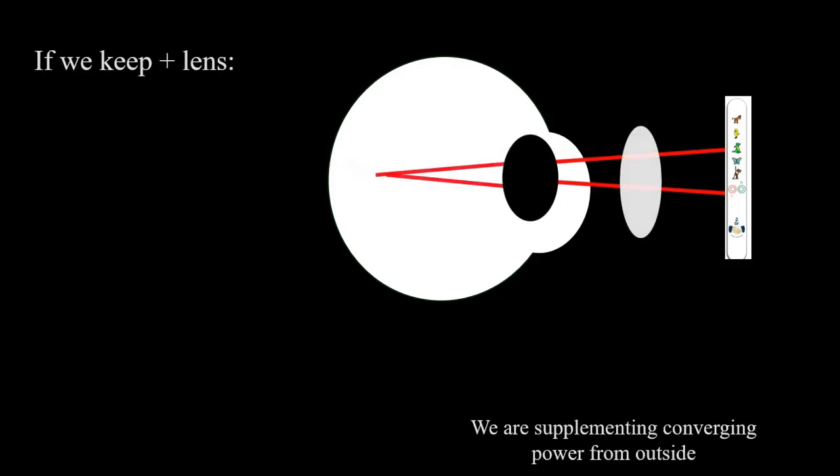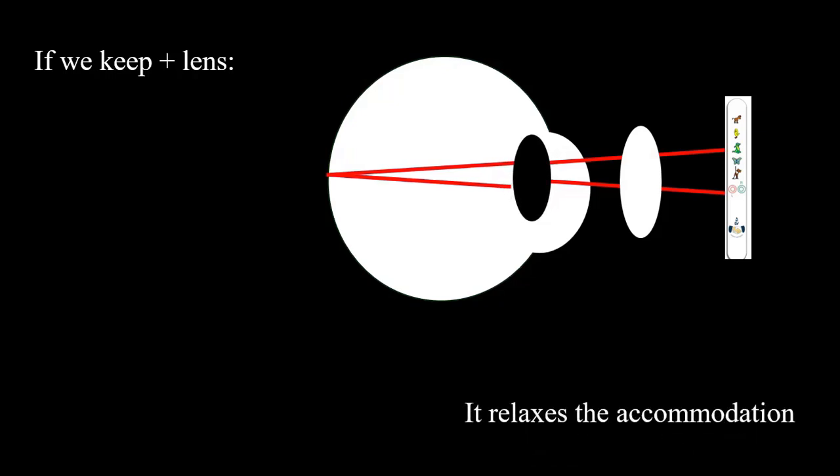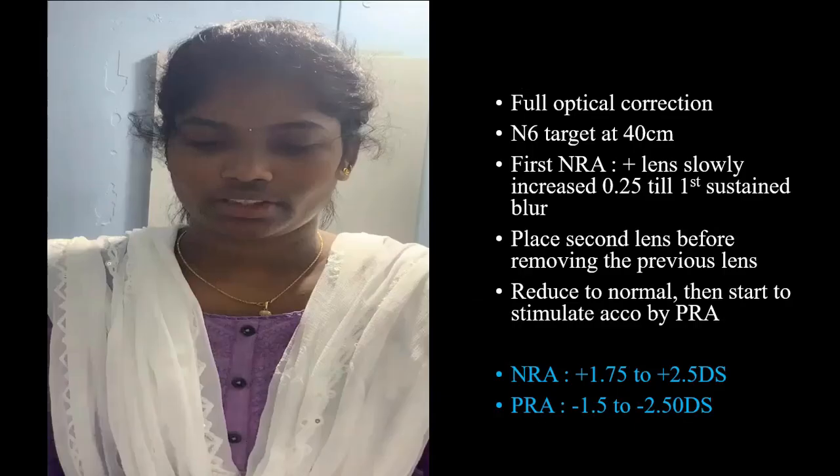Normally when there is accommodation, the rays are brought back to the retina. When we keep a plus lens, we are supplementing converging power from outside, so that will increase the converging power. Now our eye will think, okay, it is too much converged, so let me relax it a little bit. So the accommodation is relaxed. Whenever we keep a plus lens, it relaxes the accommodation.